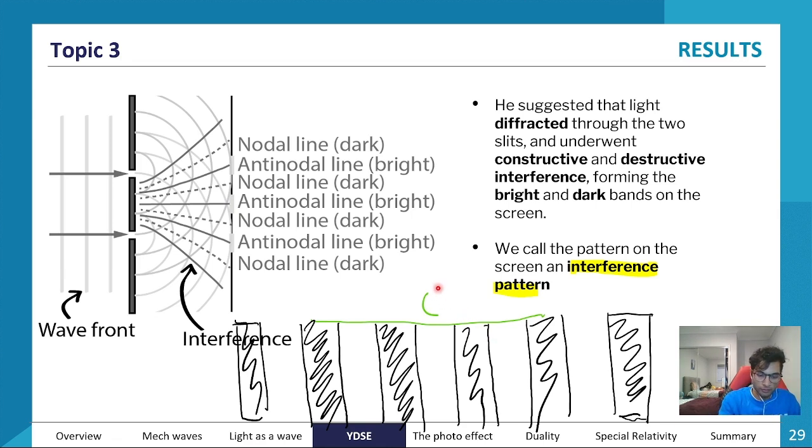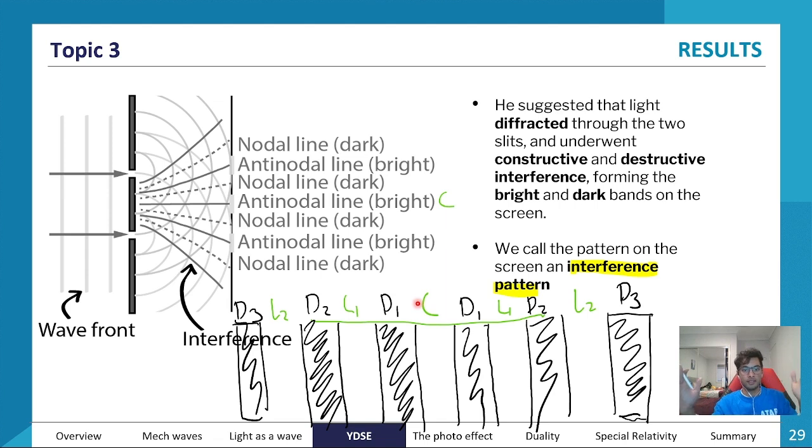I'm just going to say, for reference, this is the center. This is dark 1, dark 2, dark 3, and in the middle we have light 1, light 2. So this is our center. Next to the center, we have two dark patches, and then next to that, two light patches, and then two dark patches, and then light patches.